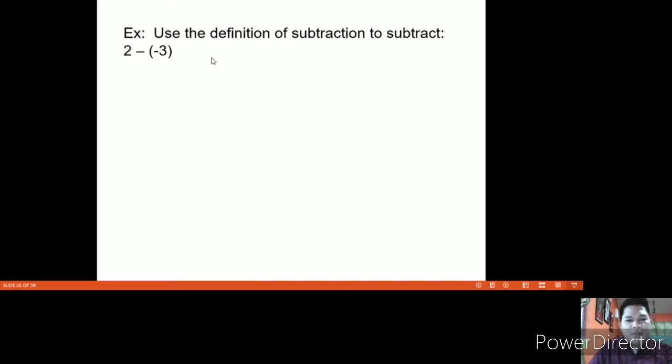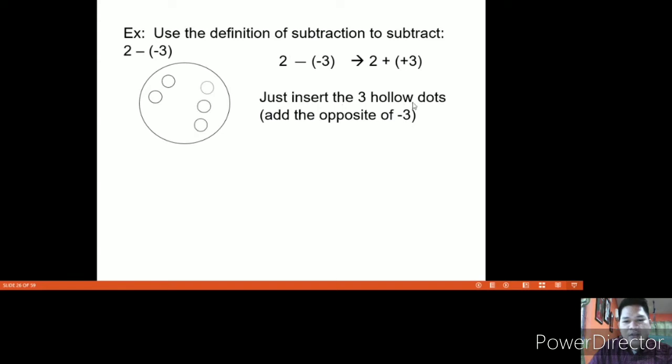Use the definition of subtraction to subtract 2 minus negative 3. So the same procedure, we are going to add the opposite. So we have here 2 minus negative 3 is the same as minus change into plus, negative change into positive. So that is 2 plus positive 3. Just insert 3 hollow dots, add the opposite of negative 3. So we have here 2 plus 3. Of course, we are left with 5 hollow dots, that is positive 5. 2 minus negative 3 is the same as 2 plus positive 3, which is equal to 5.